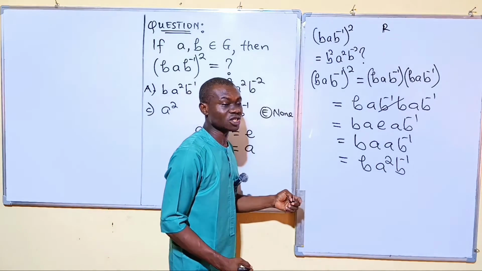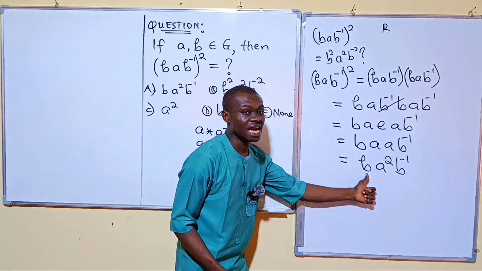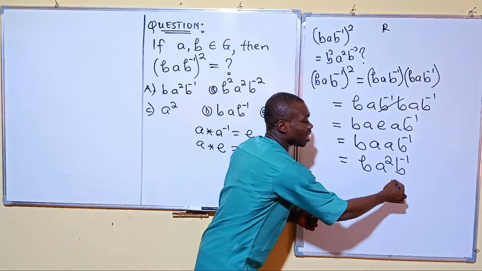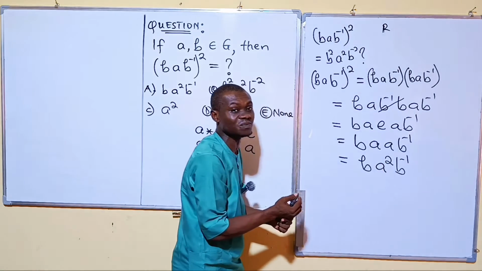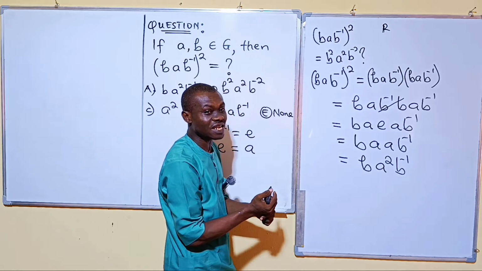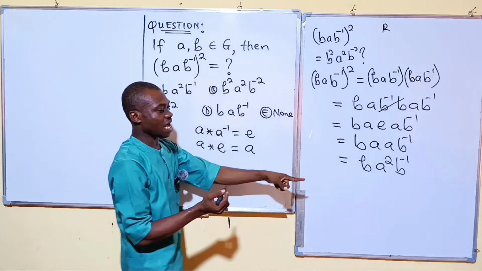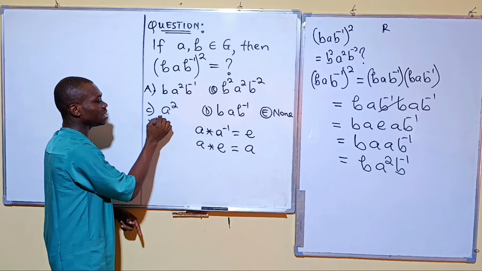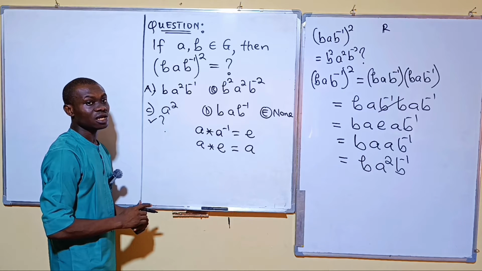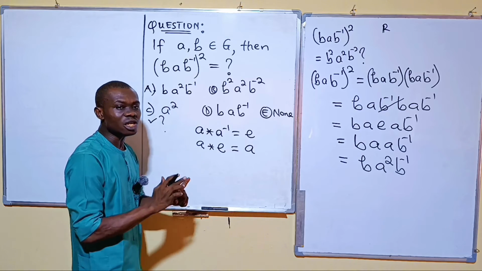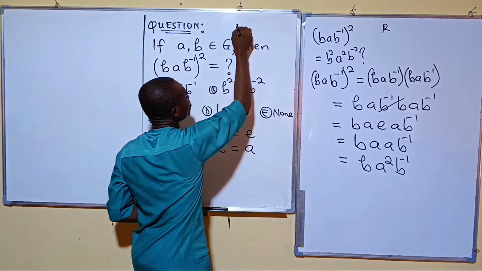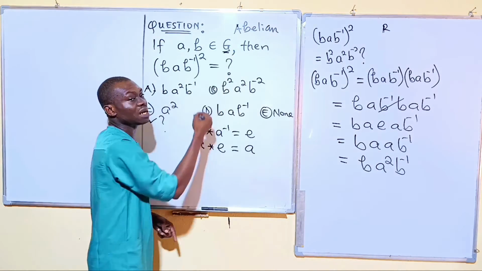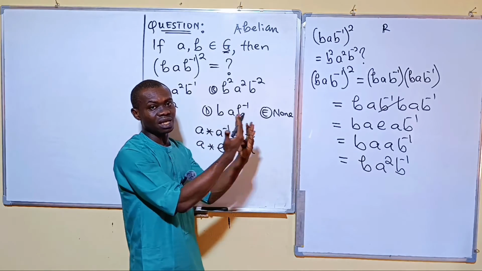Now the question is, I have B here and I have B inverse on the other side. Is it allowed for this B inverse to cancel this B? That is a very important, critical question. At this point, someone may do that and then choose C. But is that really true? The answer is no. It's not always so. It is only true if you are in an abelian group. Abelian means that the elements are commutative.